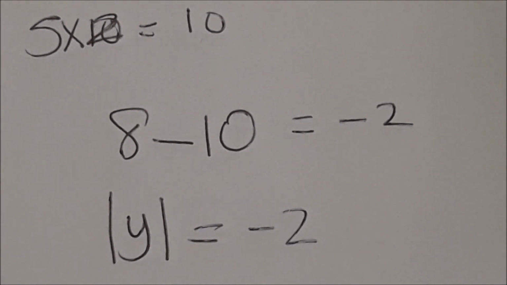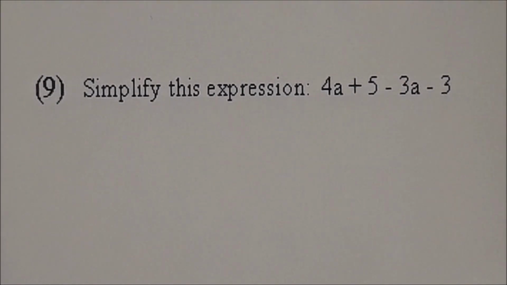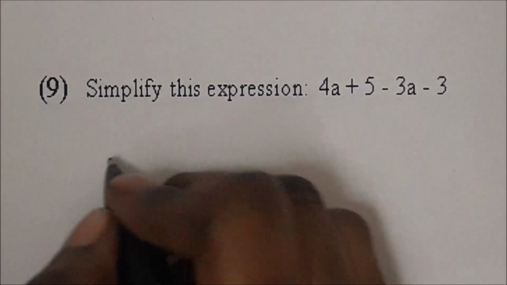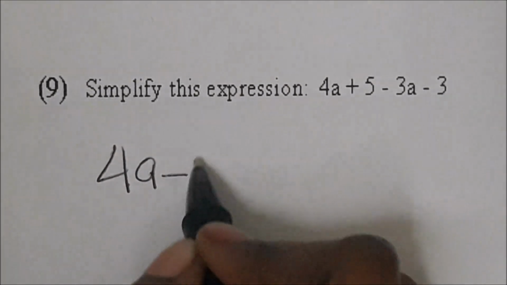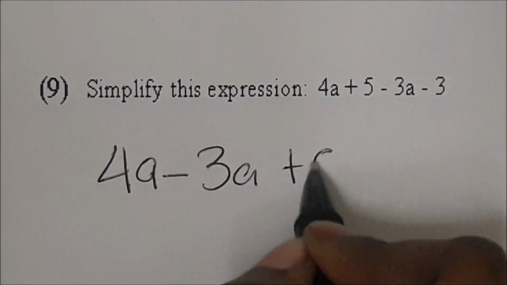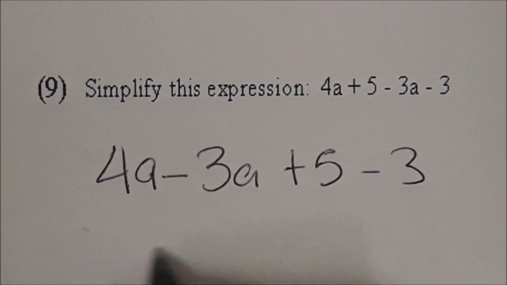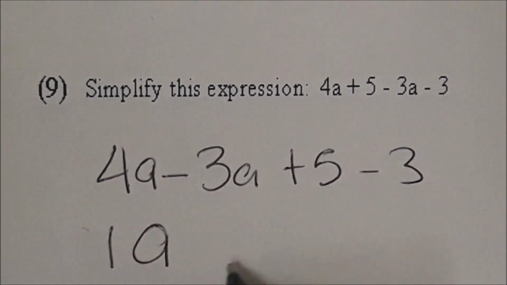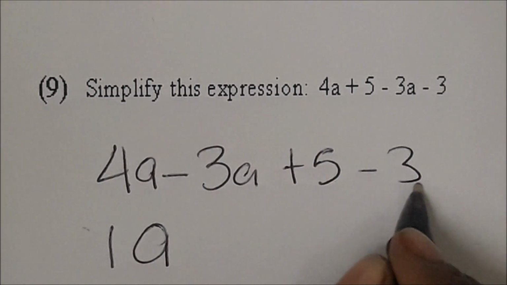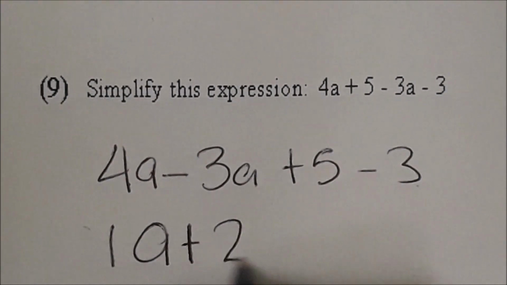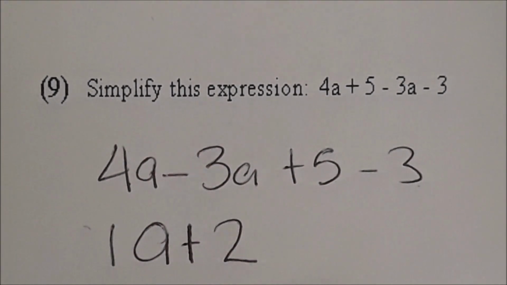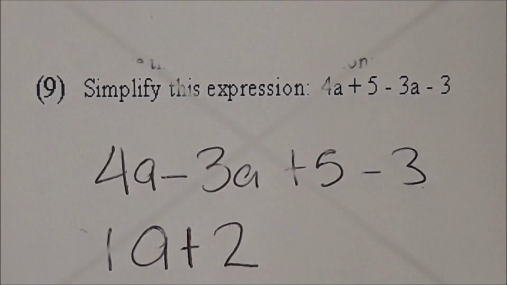Very good, Precious. Now we move on to number 9. Okay, Precious, read number 9. Simplify this expression: 4a plus 5 minus 3a minus 3. Okay, go ahead. We want to place the like terms together. 4a minus 3a plus 5 minus 3. Very good. 4a minus 3a is just a or 1a. Plus 5 minus 3 will give us positive 2. Okay, so our final answer would be a plus 2. Very good. Number 10, Precious, read it.